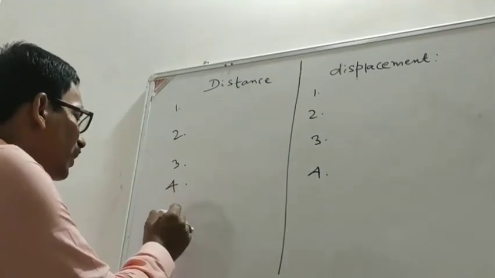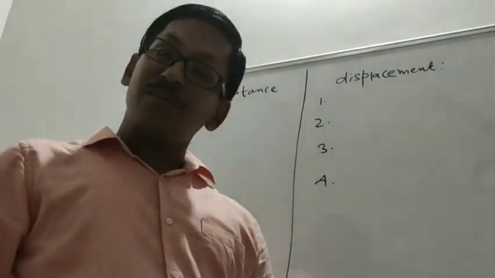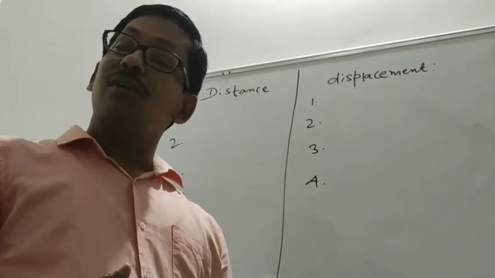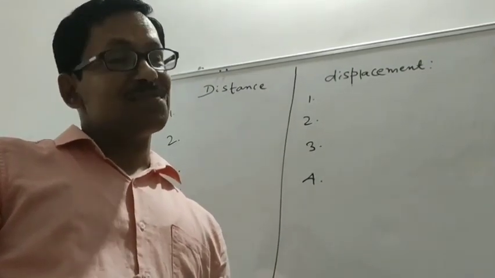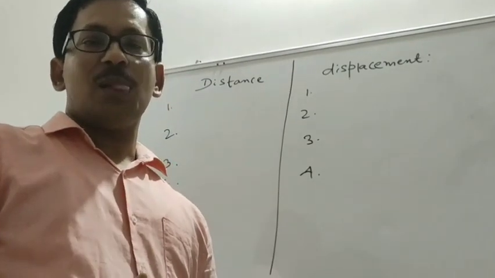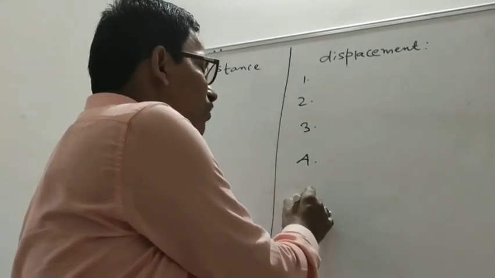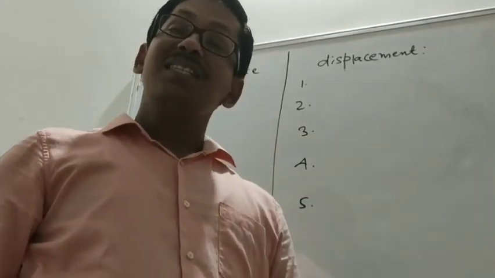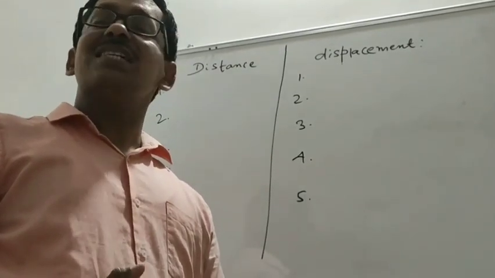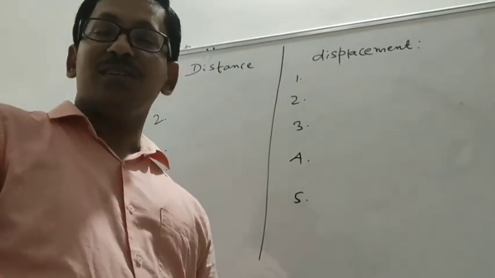If I add another point, fifth one, the distance covered by a body is either greater than or equal to the magnitude of displacement. Distance covered cannot be less than magnitude of displacement, because displacement is the shortest one. In the opposite way, magnitude of displacement is either less than or equal to the distance covered by the body.